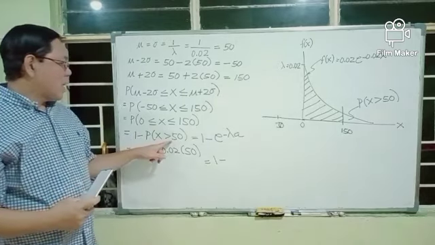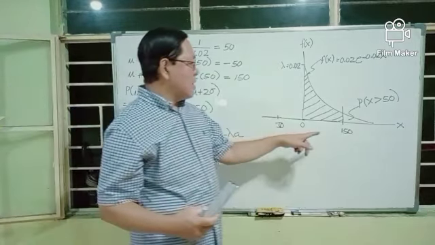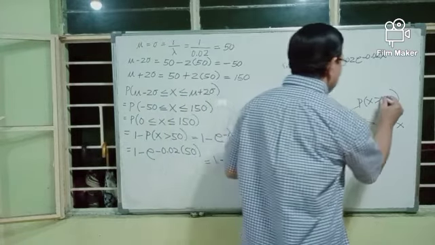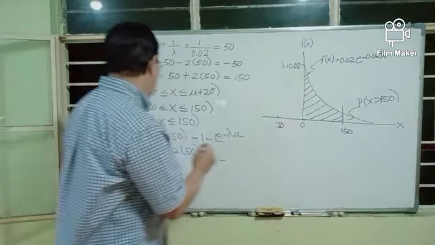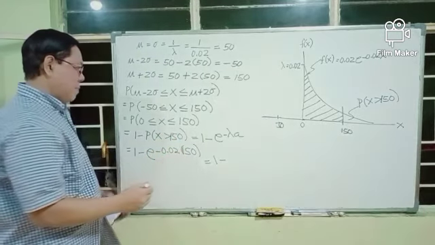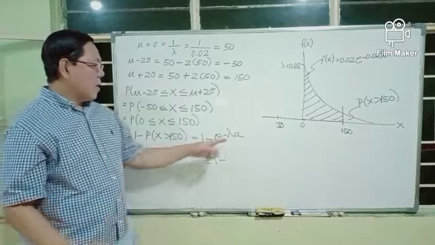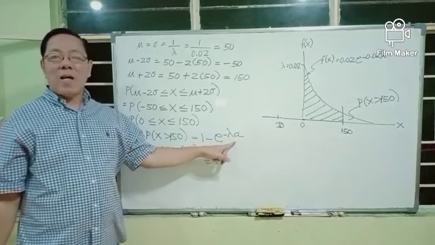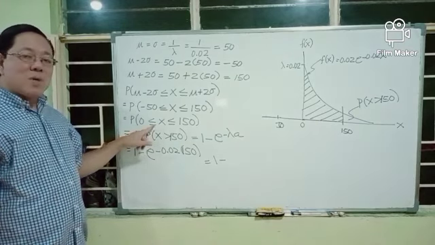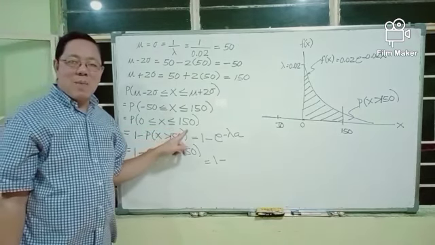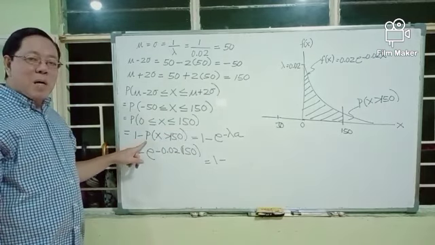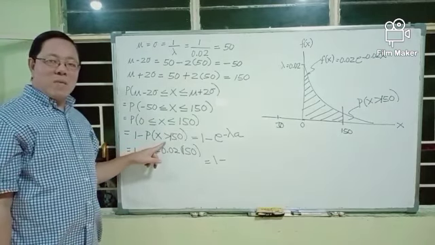Sorry, this should be 150. We want the probability that x is greater than 150. So A here is 150, not 50. The probability that x is between 0 and 150 is the same as the difference between 1 and the probability that x is greater than 150.